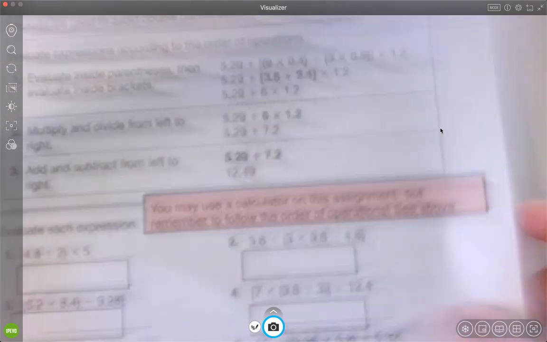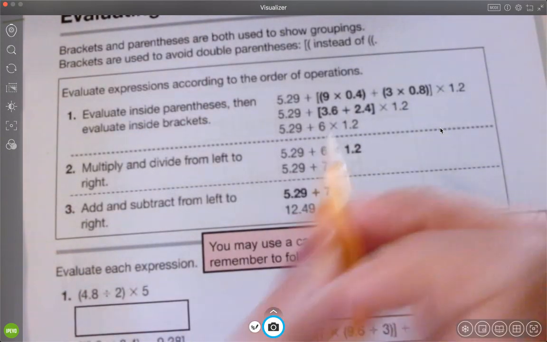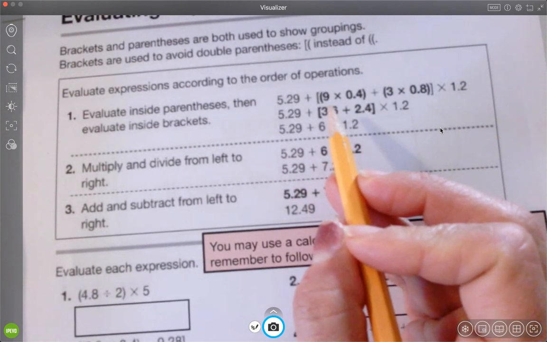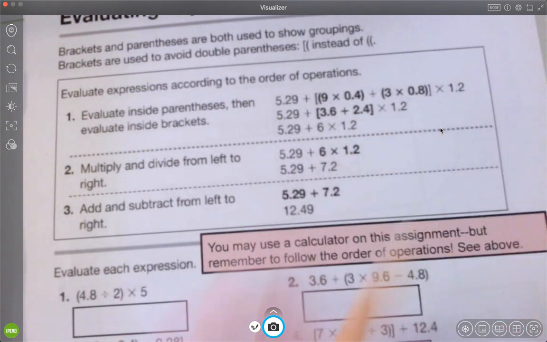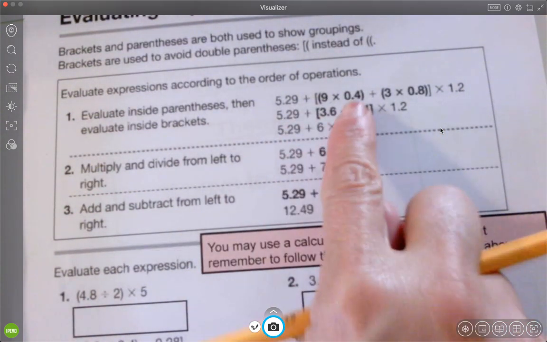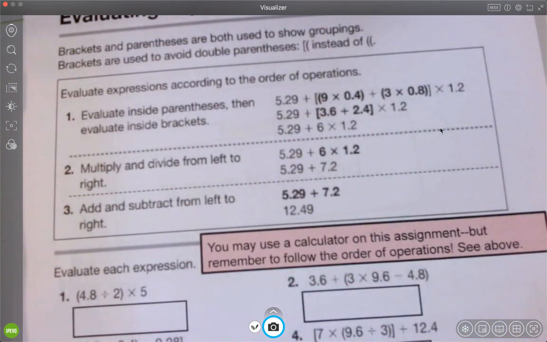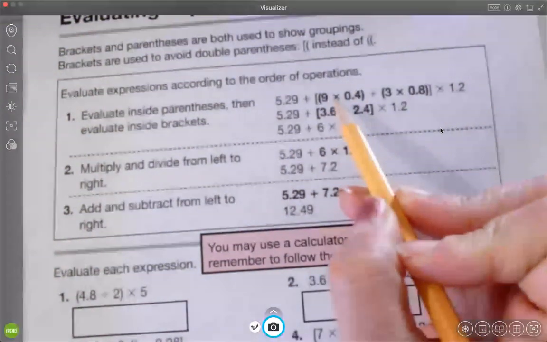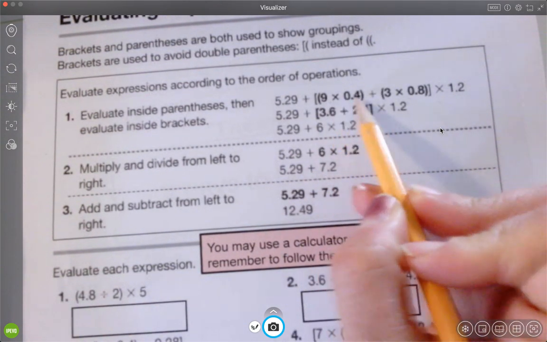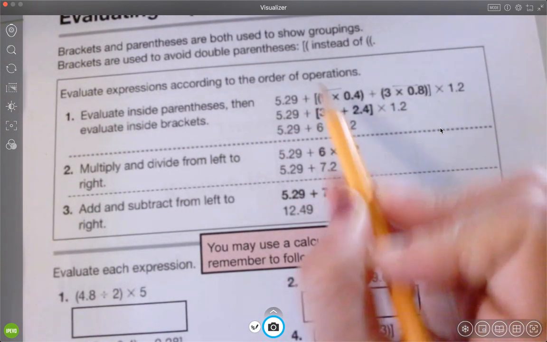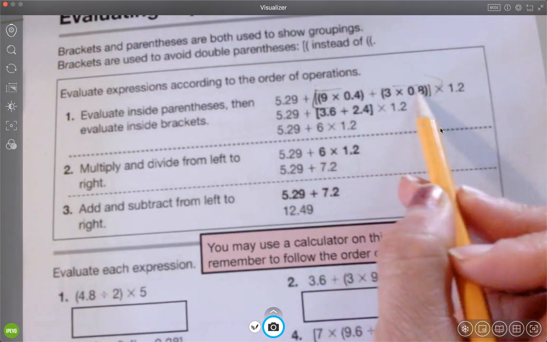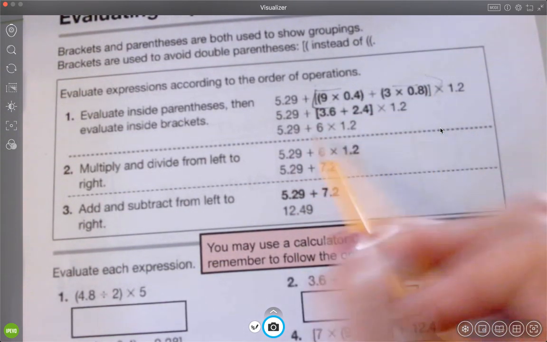And you're going to see when you're evaluating expressions, what happens when there's more than one set of parentheses? This is something you might see, especially next year in 6th grade. But what happens when I have two sets of parentheses? You always want to work from the inside to the outside. So in this example here, you're going to do 9 times 0.4 and 3 times 8. You're going to get those answers first. Then you're going to go to the outside brackets and do those two. And then you're going to keep going, and it goes through the steps here.